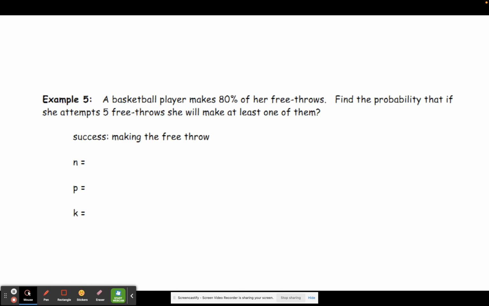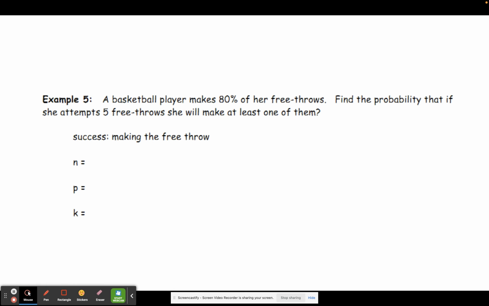All right, example number 5. This is going to be the last one that we do because example 6 is very similar. So I'm just going to cut the video off after this example just to make it a little bit more manageable in length. A basketball player makes 80% of her free throws. Find the probability that if she attempts 5 free throws, she will make at least one of them.